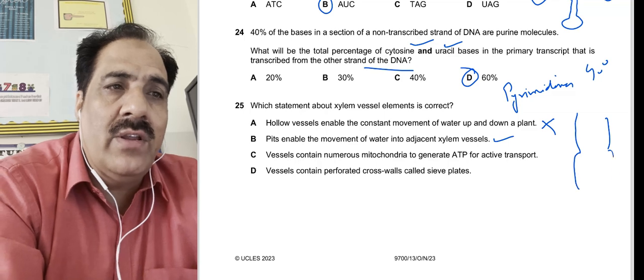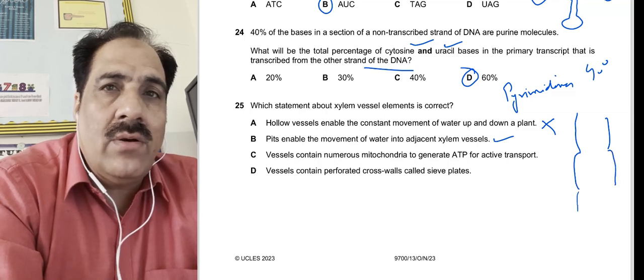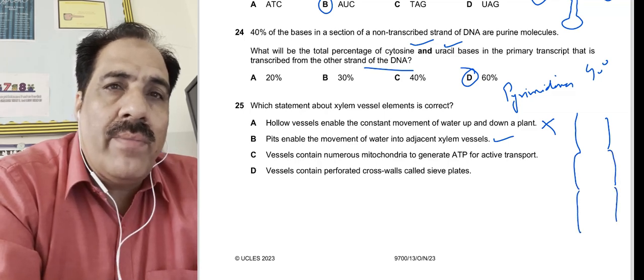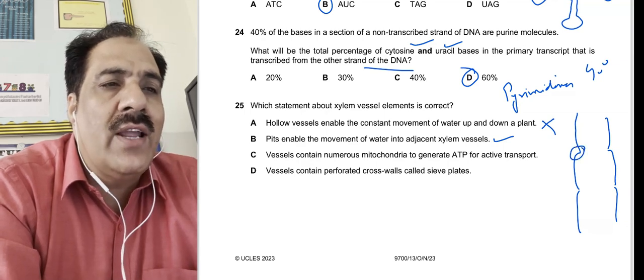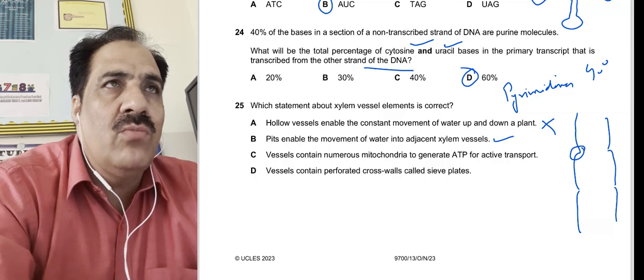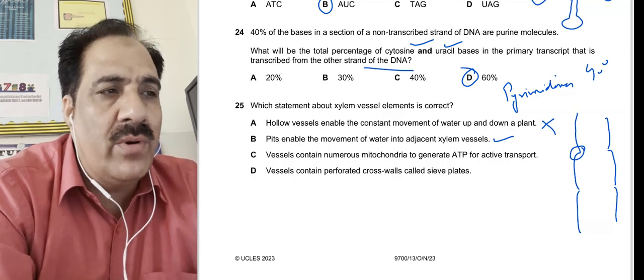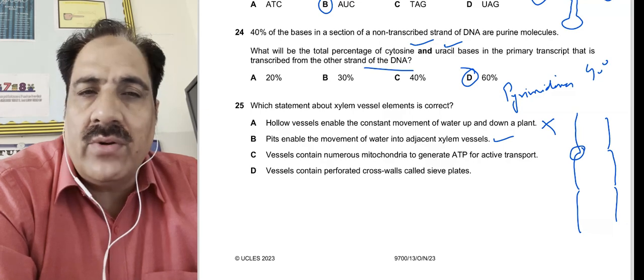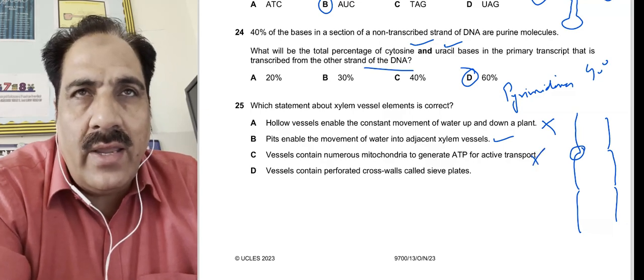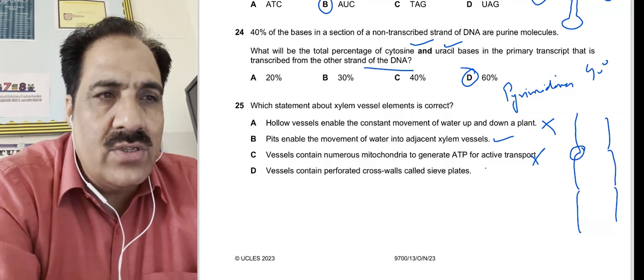This seems correct. Why? Because we know the pits are basically like the plasmodesmata between the cells, and there is no lignin deposition at the pits. So they allow the movement of water because lignin prevents the movement of water. Vessels contain numerous mitochondria to generate ATP for active transport. We don't have any organelles in the xylem vessel cells, so this is wrong.